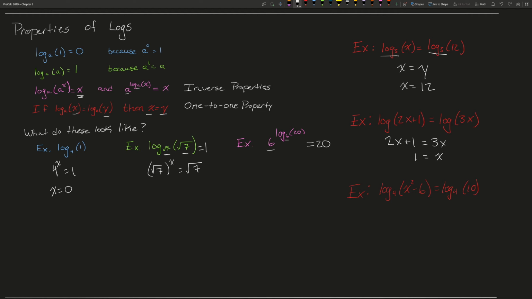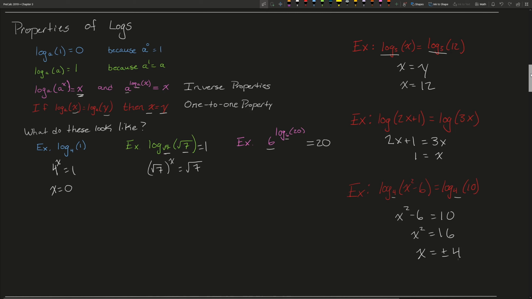In the last example, we have log base 4 of x squared minus 6 is equal to log base 4 of 10. Again, because they have the same base, we can assume that their insides are equal. So we can ignore the log base 4 on both sides, and we can set x squared minus 6 equal to 10. If we solve that, we can add 6 to both sides, so x squared will equal 16, so x will equal plus or minus 4.